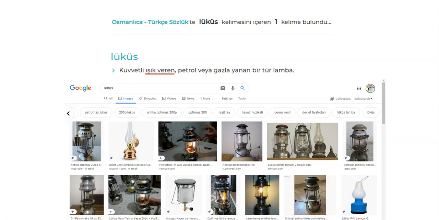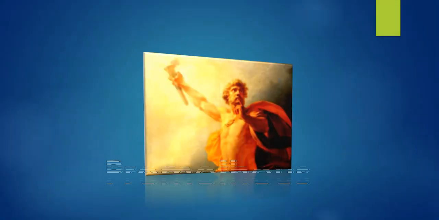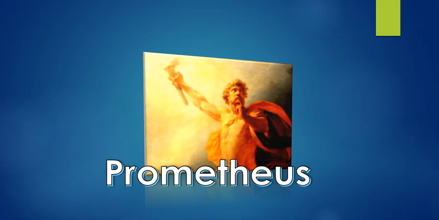Well, fire, light, and Lucy and Lucifer bringing light and bringing fire. Well, what the hell, literally. Well, if you're interested, this story goes back to Greek mythology. Prometheus, the Titan who actually got the fire from the mountain, from the gods, and gave it to people.